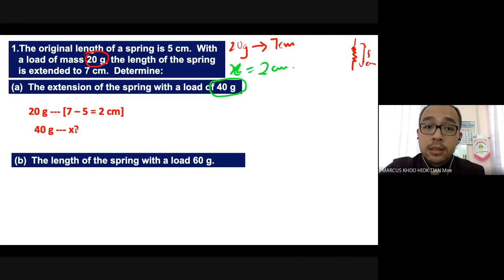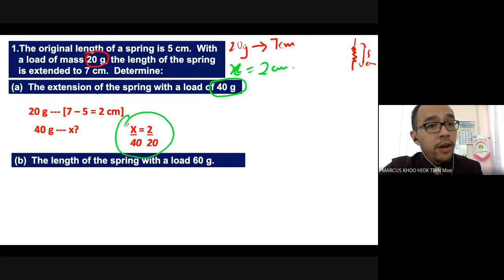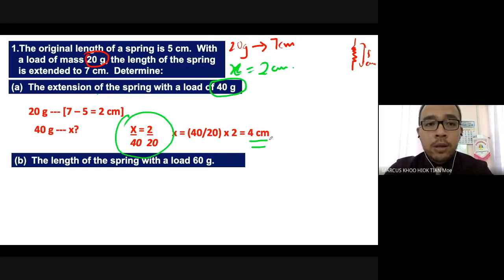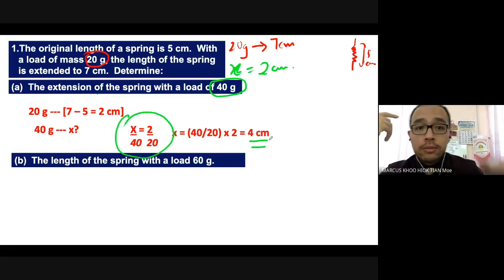How do we find this 40 grams? The easiest way to do this is to use ratio. We use a very basic ratio. So kalau 20 gram akan menghasilkan 2 cm, 40 grams akan menghasilkan X cm. You count, you will get 4 cm. The good news about this particular kind of question is, you don't really have to worry about centimeter ka, gram ka, apa-apa. Sebab kamu pakai nisbah sahaja. So the units will cancel each other out. So that's how we will do this.